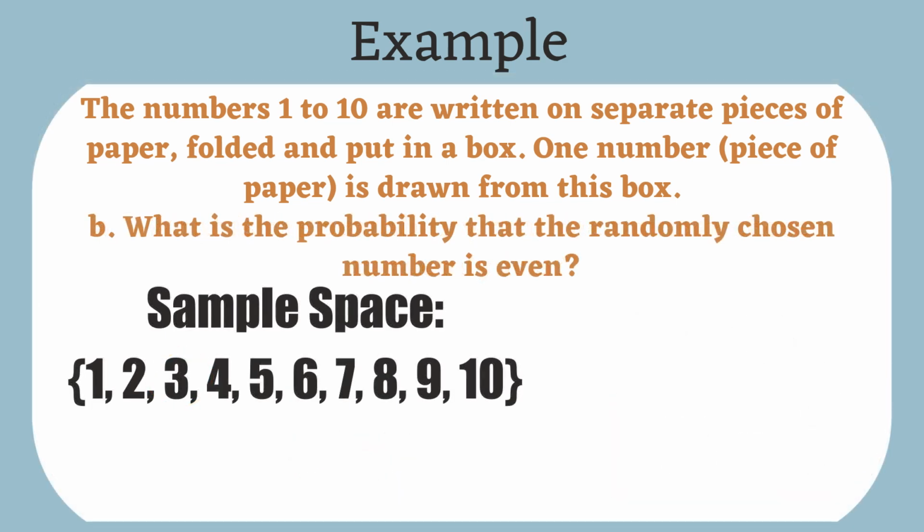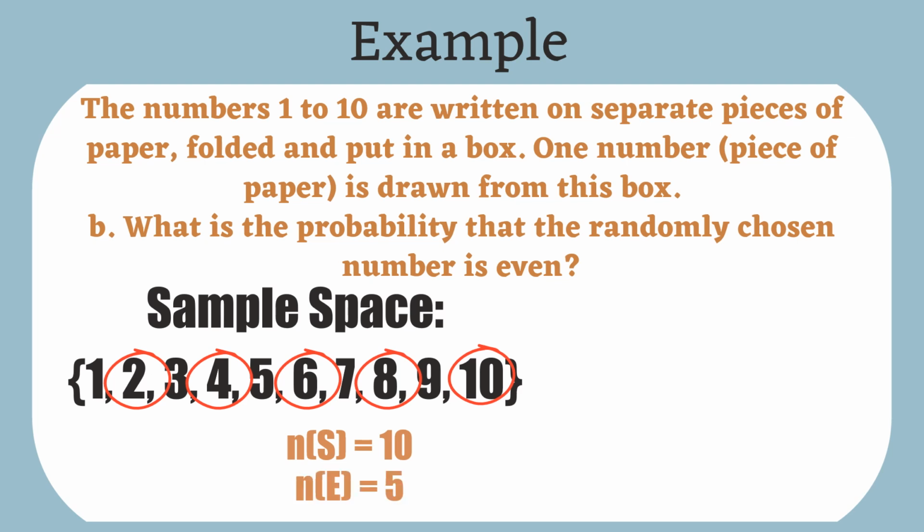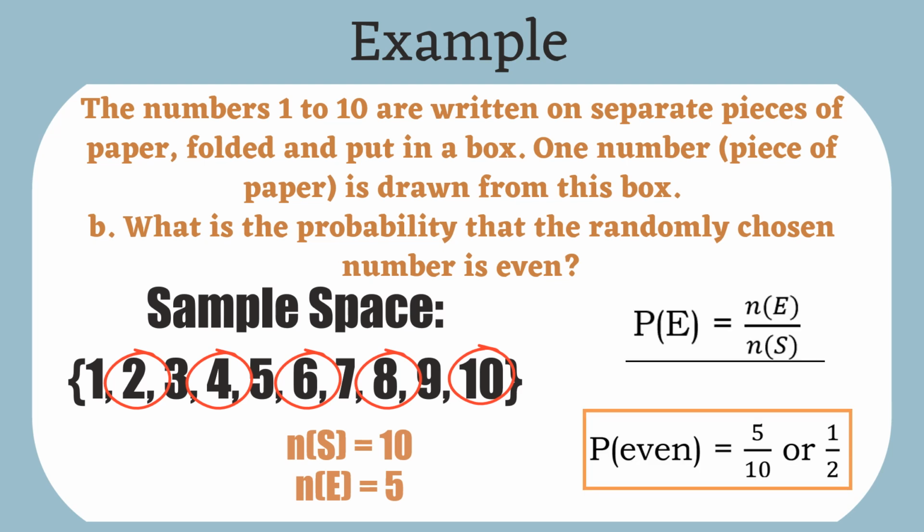Considering the same problem, let us look into the probability that the randomly chosen number is an even number. So same sample space, we have the numbers from 1 to 10, and we have the even numbers 2, 4, 6, 8, and 10. Therefore, our N of S is still 10, and our N of E is equal to 5 since we have 5 even numbers. Substituting it to the formula, it gives us the probability of an even number is equal to 5 over 10 or 1/2.